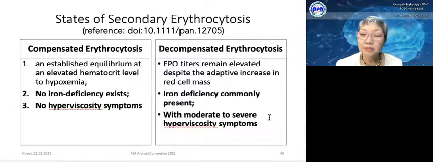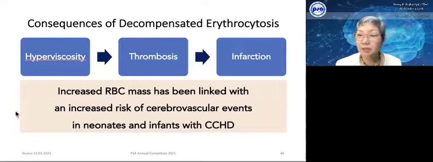And in microcytic anemia, for that matter, the RBCs are very stiff, and this contributes to the hyperviscosity because they cannot adapt to the size of the blood vessel. So from hyperviscosity, there can be more thrombosis, and it can even lead to infarction. So cerebrovascular events can happen in congenital heart disease, particularly in cyanotic patients.